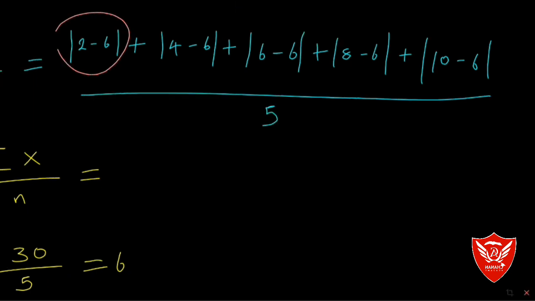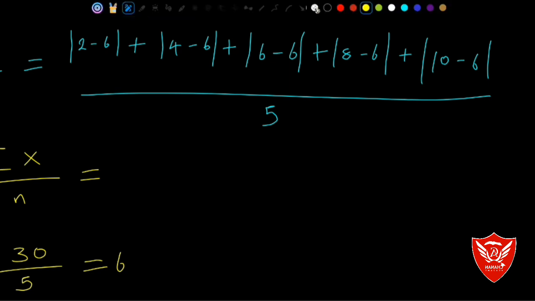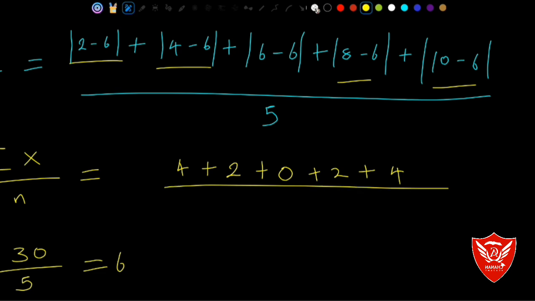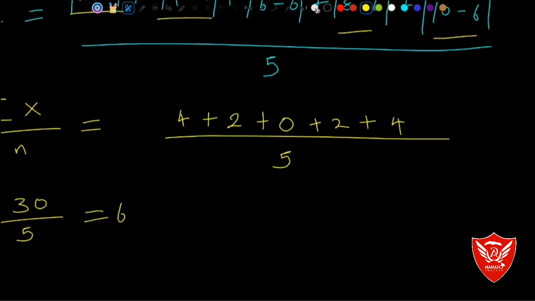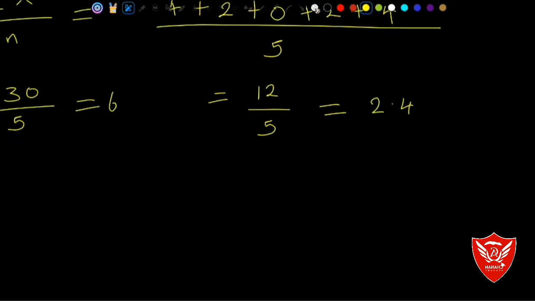Take note, absolute value means you ignore the negative sign. If you simplify the numerator, instead of negative 4 here, it's going to be 4, plus, instead of negative 2, it becomes 2, plus 0, plus 2, plus 4, all over 5. Now this is going to give us 12 over 5, which is equal to 2.4. So our mean deviation is equal to 2.4.